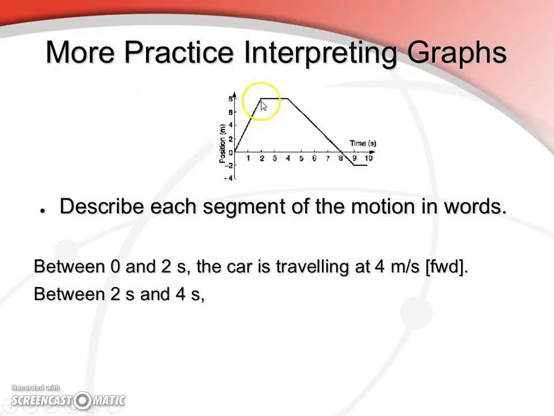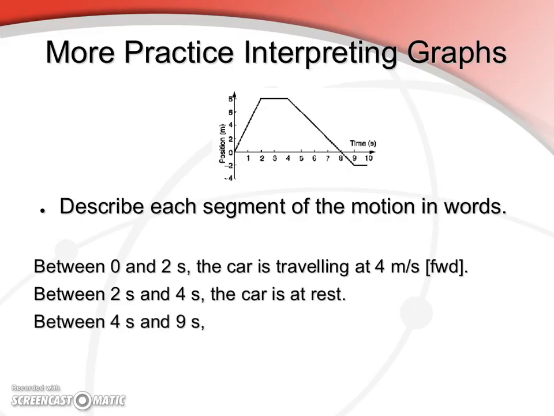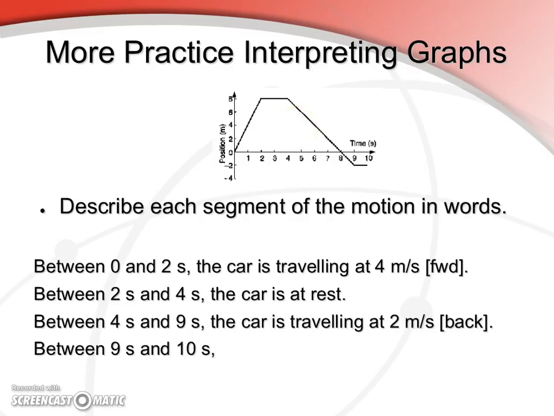Now what about between 2 and 4 seconds? Well, we can see that our slope is 0, so our speed is 0 and our velocity is 0. The car is at rest. Now, between 4 seconds and 9 seconds, we have a negative slope, meaning that the car is moving backwards. We can extract that slope pretty simply and get the car moving backwards at 2 meters per second.